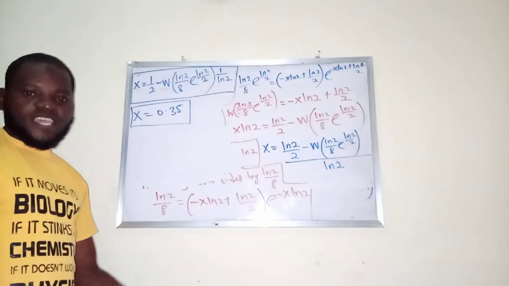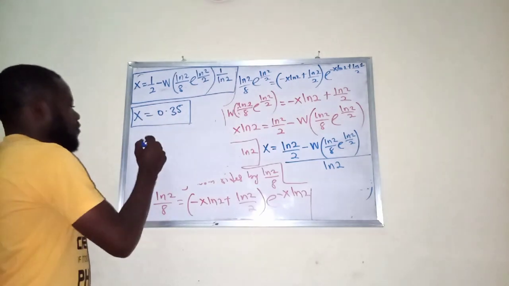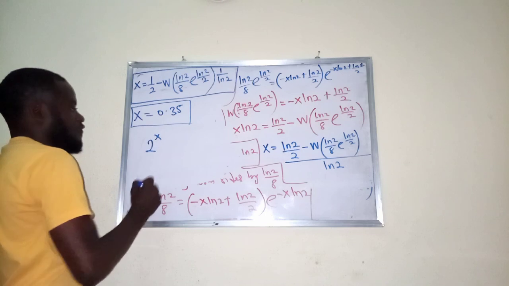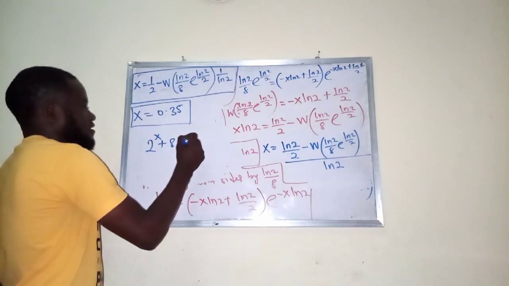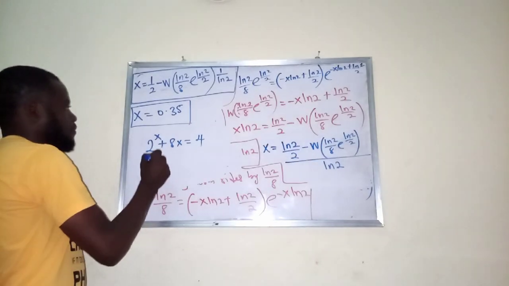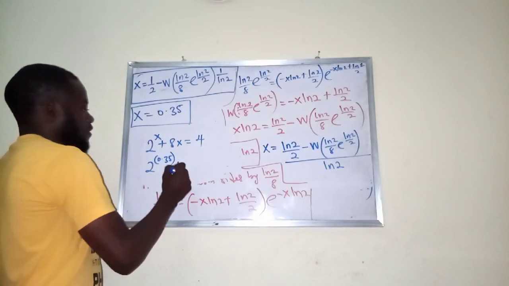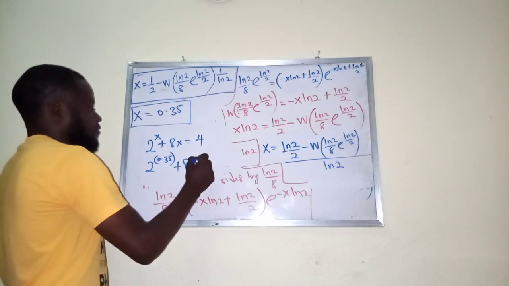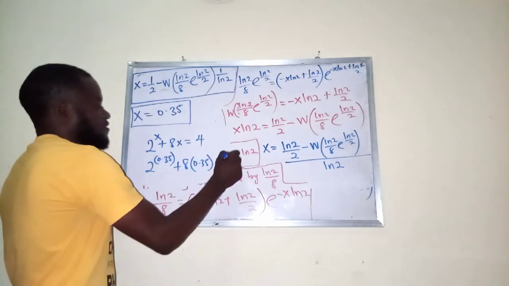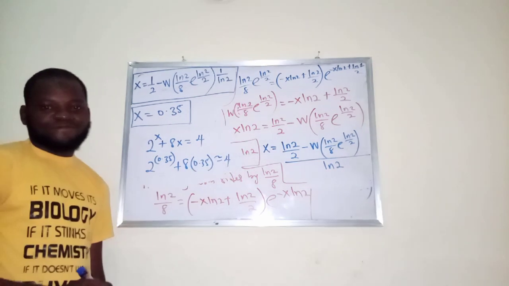Now let's confirm if truly 0.35 is going to be the result. Okay, our question is 2 to the power of x plus 8x equal 4. So if I put 2 to the power of 0.35 plus 8 times 0.35, my result will be approximately 4.